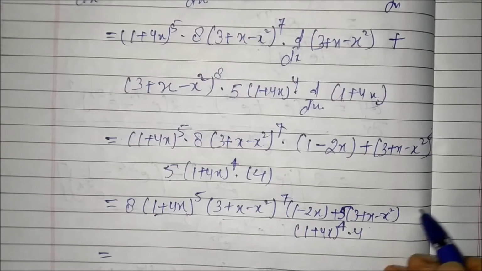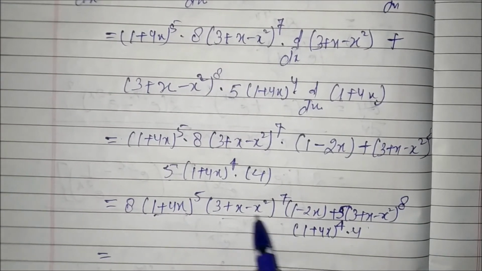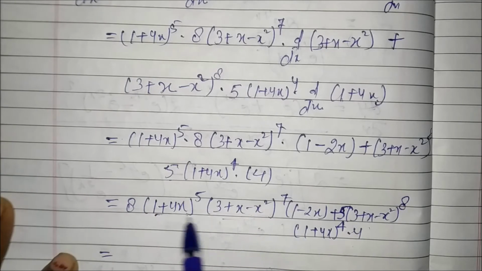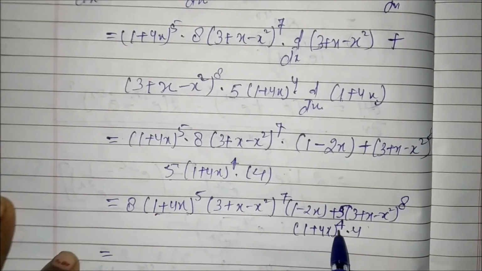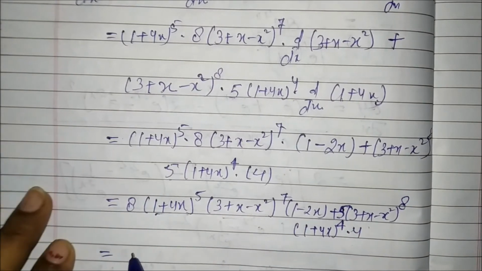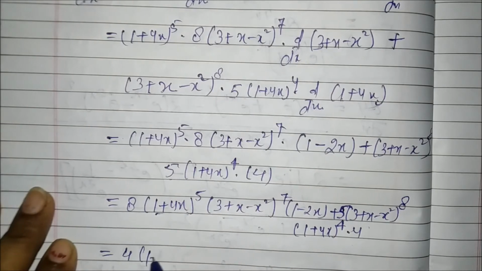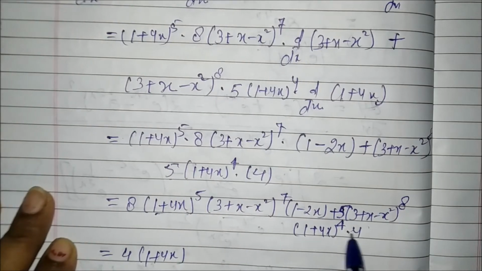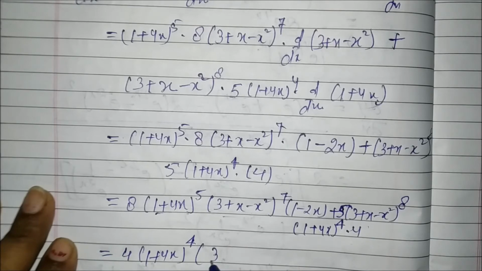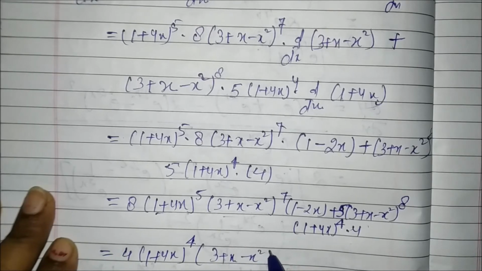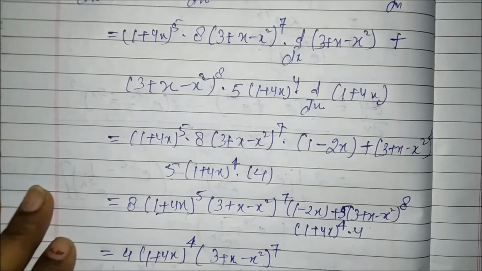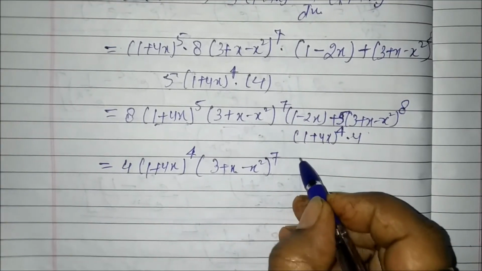Okay, here is power 8. So we'll take the minimum power common. The minimum power of 1 plus 4x is 4, so we can take that as common. Taking 4 common, (1 plus 4x) raised to 4, and (3 plus x minus x square) raised to 7 is common. Okay, then what will we get in the bracket?